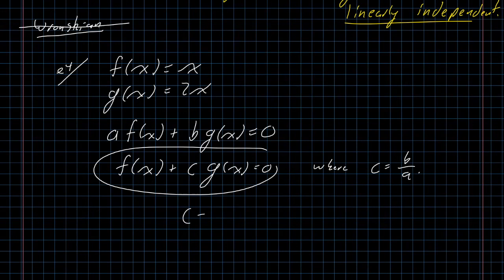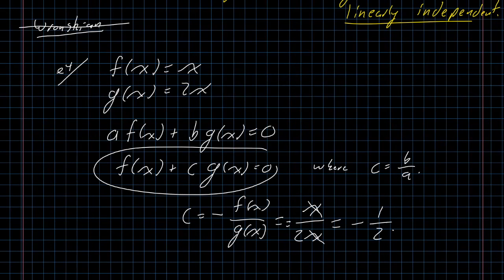Rearranging, c is equal to the negative of f of x divided by g of x. Now plugging in, we know that f of x is x and that g of x is 2x. The x's cancel each other out, leaving us with negative 1/2. All right, so the ratio b over a is equal to negative 1/2.